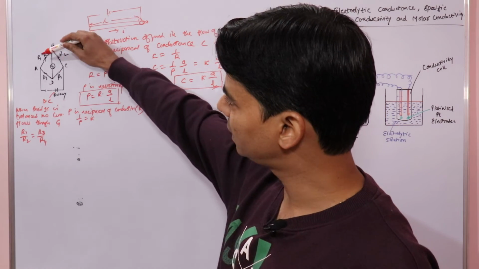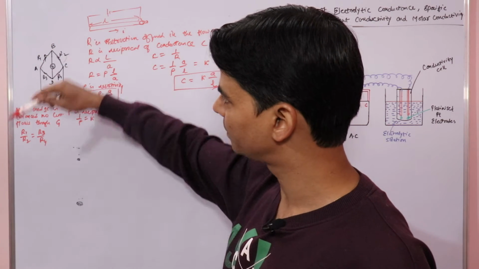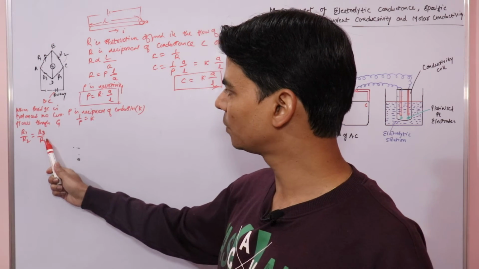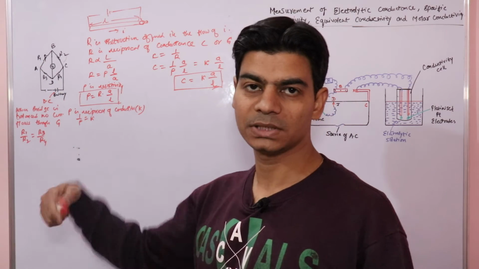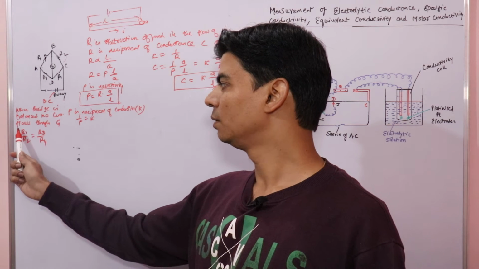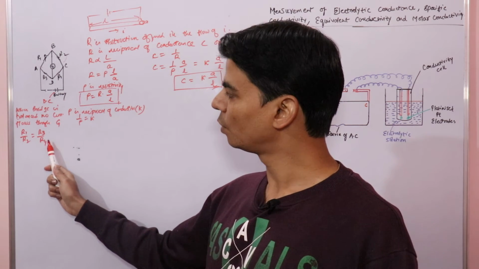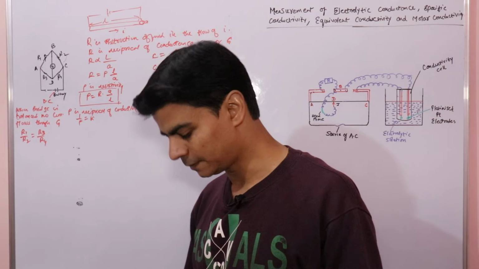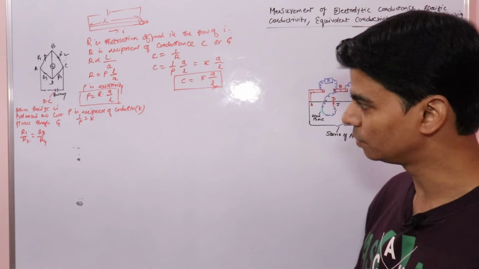And just in case, this R1 is your variable resistance, this is your unknown resistance, right? So if you know R3 upon R4, R1 is the variable resistance, one of the resistances can be calculated if you know the ratio of R1 upon R2, and say you know R4, so R3 can be calculated, right? So this is the introduction to your Wheatstone bridge.